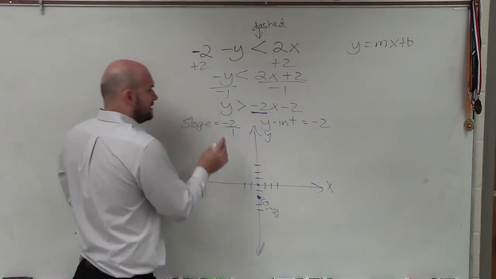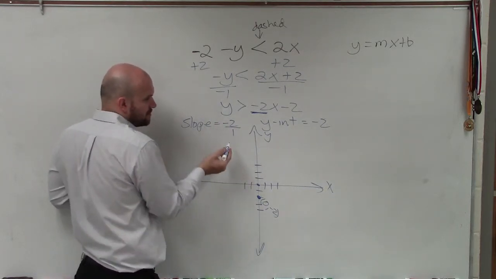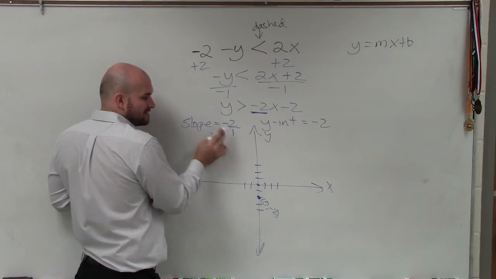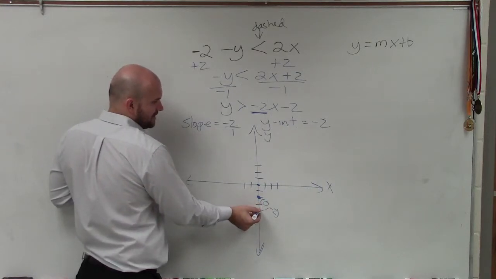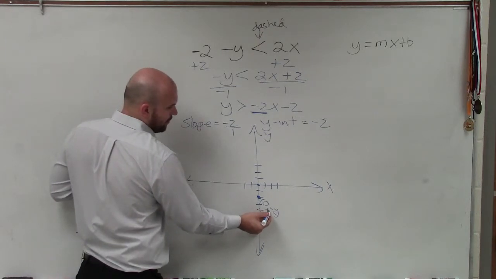So to do that, it doesn't matter if it's negative 2 over 1 or 2 over negative 1, but let's just use negative 2 over 1. So if the change in my y-coordinates is negative 2, I'm going to go down 2 units. And if the change in my x-coordinate is positive, I'm going to go over 1 unit.